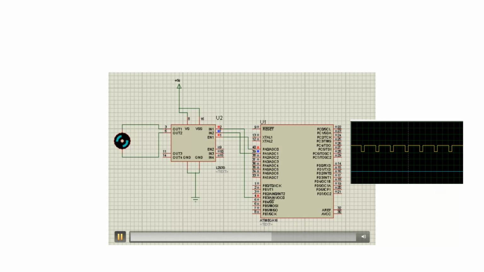This is the Proteus simulation in which we are controlling a 5 volt DC motor, and we have connected OC0, or PB3, to IN1.